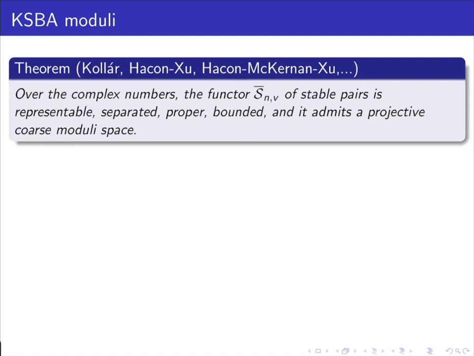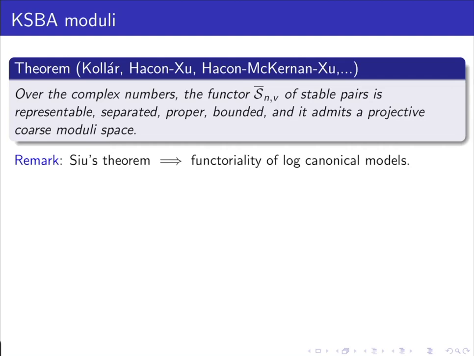So with this notion of stable pairs and stable families, you can form a subfunctor of the moduli functor, which we call S-bar. And it's a result that has been established thanks to the work of many people, Kollár, Kovács, McKernan, Shokurov, to name a few, that over the complex numbers this functor of stable pairs is actually very well behaved. It is representable, separated, proper, bounded, and it admits a projective coarse moduli space. So things over here are very nice.